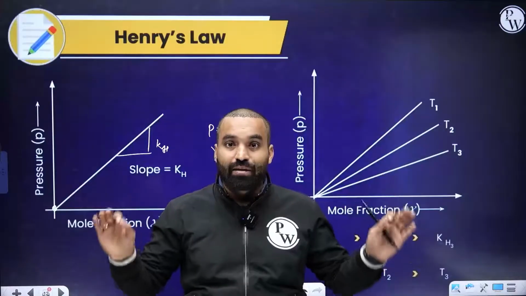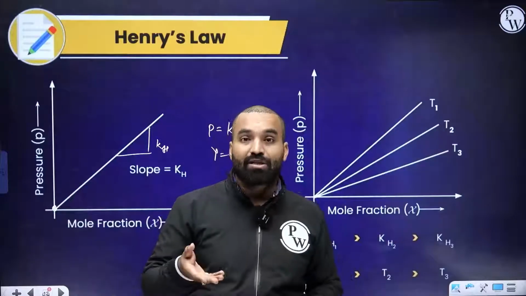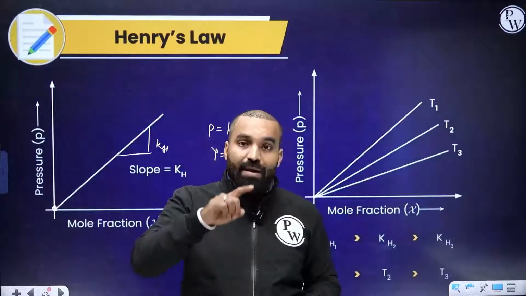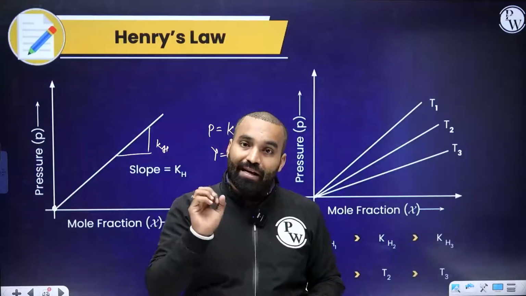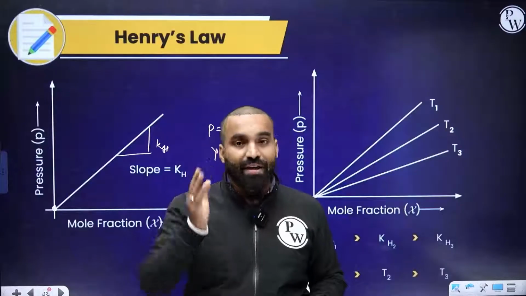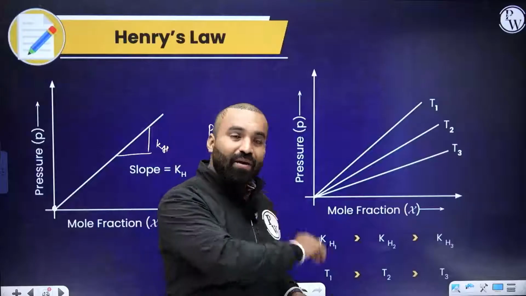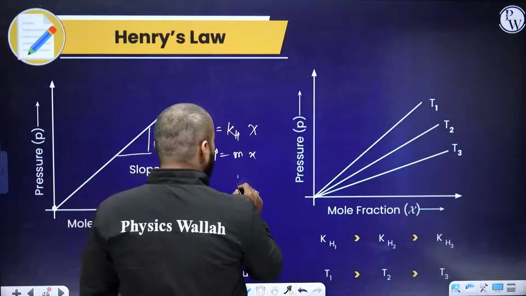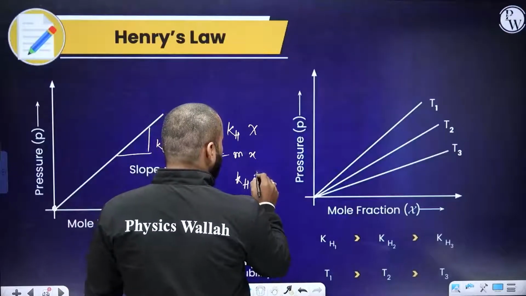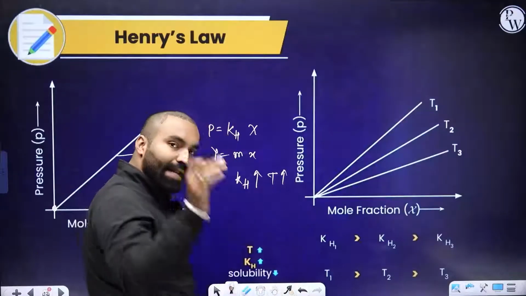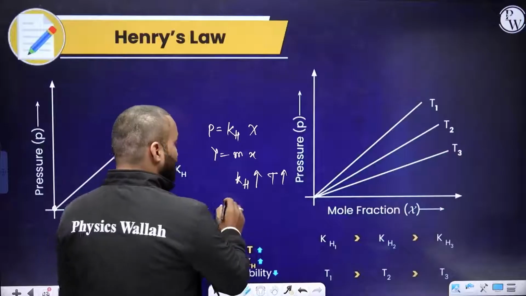Gas dissolves at lower temperature. But when the temperature is higher, the solubility will reduce and the KH value will go up. Temperature and KH go hand in hand. If the temperature is high, KH is high. If KH is high, what happens to solubility? Solubility goes down. So KH increases with increase in temperature, but solubility decreases. That is something you need to know.